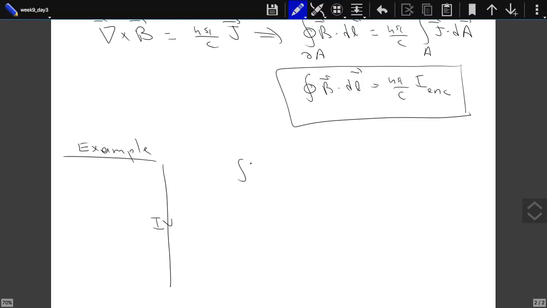So we will use this one, B dot dl is equal to 4 pi over C I enclosed. Of course, this is always true, but not always useful. To be useful, we have to be able to evaluate the left-hand side for an unknown magnetic induction. For a general B, we cannot integrate it, and hence we can't solve it. So we have to know something about the magnetic induction to start with.